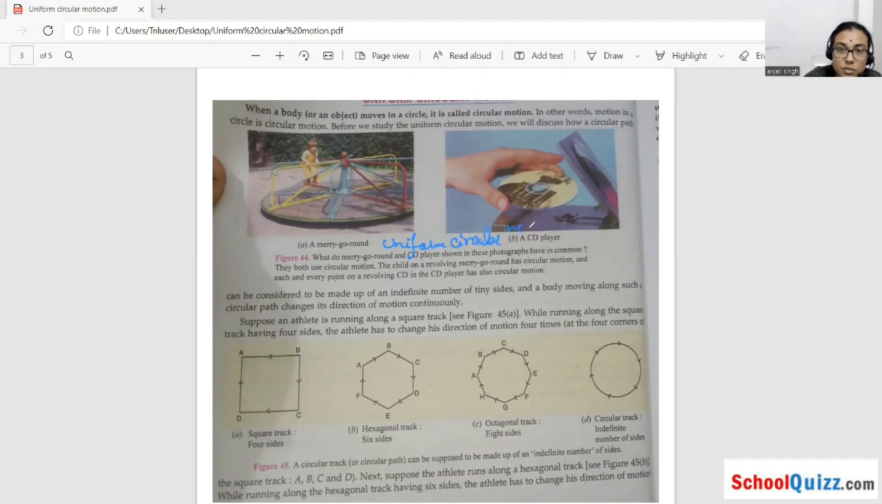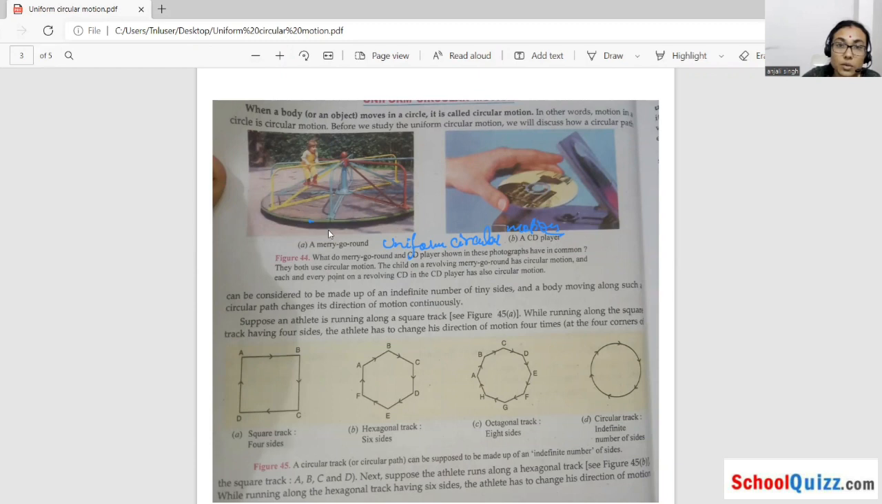What is it? Uniform circular motion. You can see the object is moving in a uniform circular motion, like this merry-go-round. This is the merry-go-round. What happened?